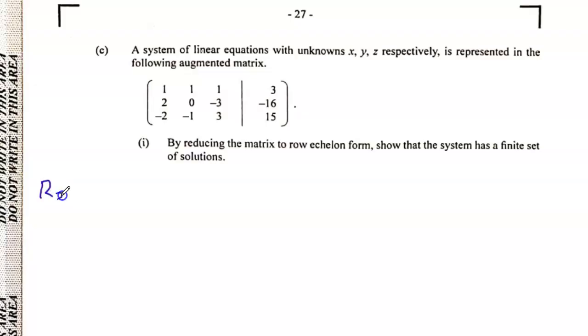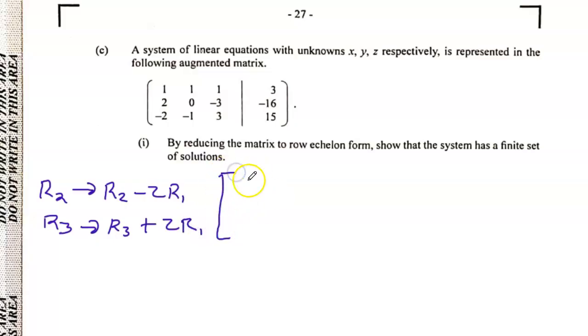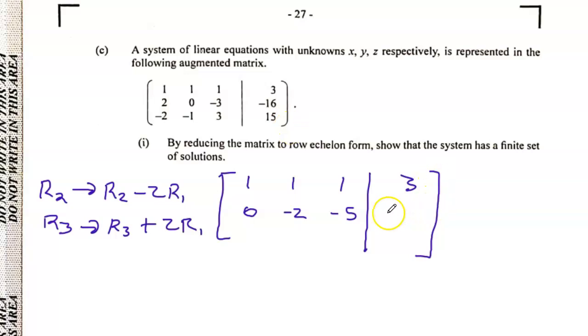So row 2 can become row 2 minus 2 row 1. And row 3 can become row 3 plus 2 row 1. So we end up with, alright, let's put back row 1. So 1, 1, 1, 3. And row 2 now, we're subtracting 2 of row 1 from row 2. So it's 2 minus 2, that's 0. 0 minus 2, that's negative 2. Minus 3 minus 2, that's minus 5. And minus 16 minus 2 times 3, so minus 16 minus 6, that's minus 22.